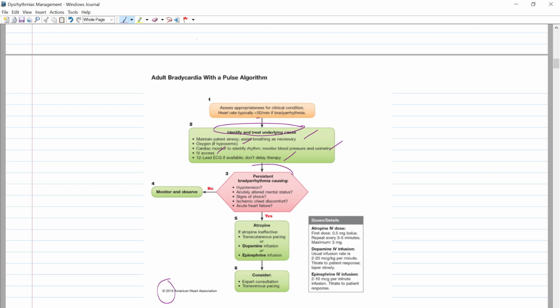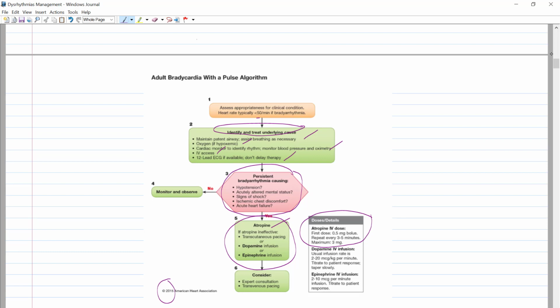Now, here you can see the list of possible causes of sinus bradycardia. If any of this is a cause, then you have to give atropine. As you can see, atropine is the first drug of choice for sinus bradycardia. And as a nurse, you have to know the dosing, okay? The first dose of atropine you have to give here is 0.5 milligrams. And you can give this every 3 to 5 minutes, and the maximum dose is 3 milligrams.